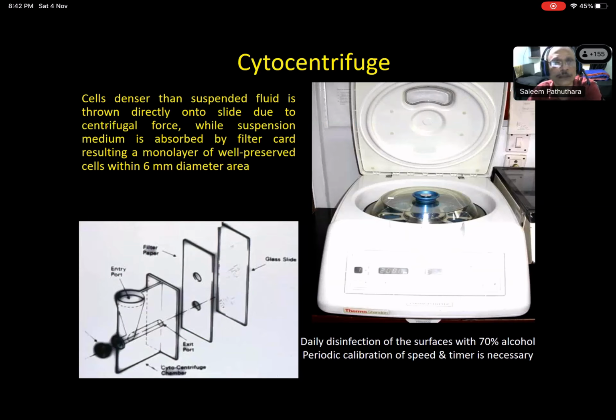As you know, cytocentrifugation is a method where cells denser than the suspended fluid are thrown directly onto the slide due to the centrifugal force, while the suspension medium is absorbed by the filter card. This results in a monolayer of well-preserved cells within a 6 mm diameter area. So this is a cytocentrifuge machine, and these are the funnels of the cytocentrifuge machine, this is the filter card, and this is the slide. Again, this has to be disinfected daily, and periodic calibration of the speed and timer is necessary so as to obtain optimal results.